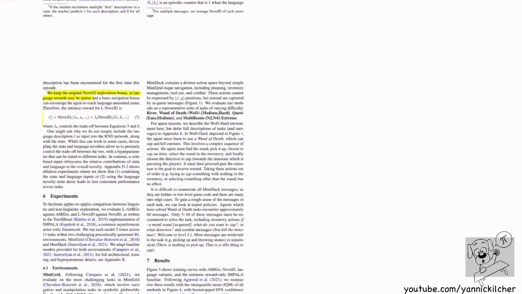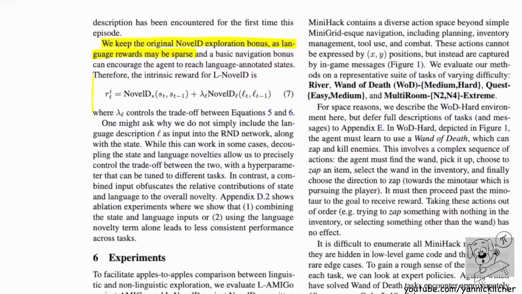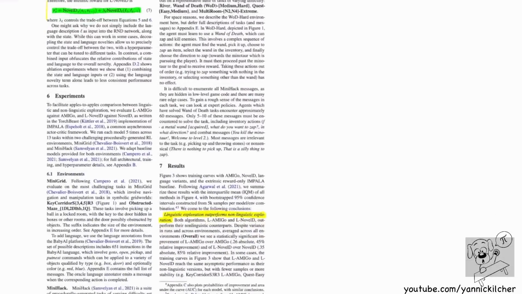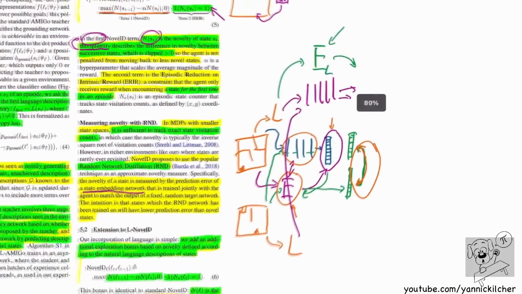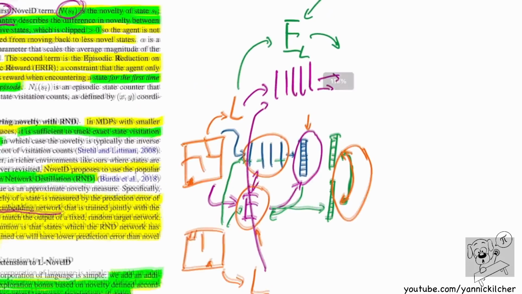So here you can see they say we keep the original exploration bonus as language rewards may be sparse. So they add both. The intrinsic reward is the original one that is just about the state, and the new one with a hyperparameter. And here, I think it becomes clear what, for me, is the biggest criticism of this paper. So they make the point that, well, language helps.